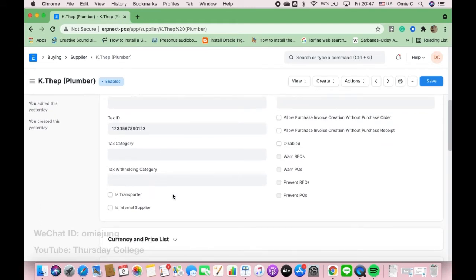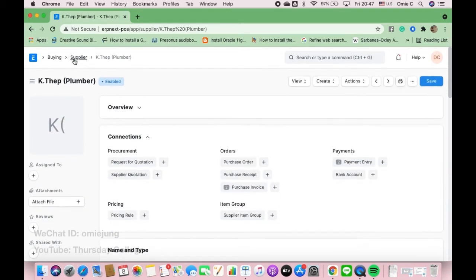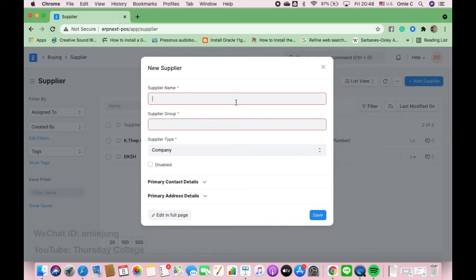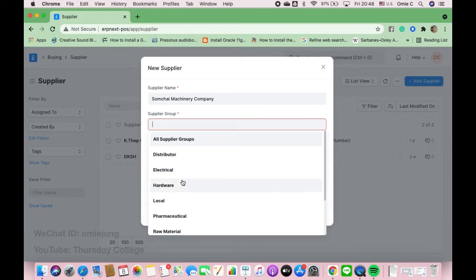because we're going to use the tax category instead. However, I'm going to create one more supplier because I want to show you the case study where we have both VAT and withholding tax together. For the plumber we will not use VAT because we just pay the money to the plumber. So this one, I'll say something like Somchai machinery company. This one is going to be the supplier that we want to fix the machine.